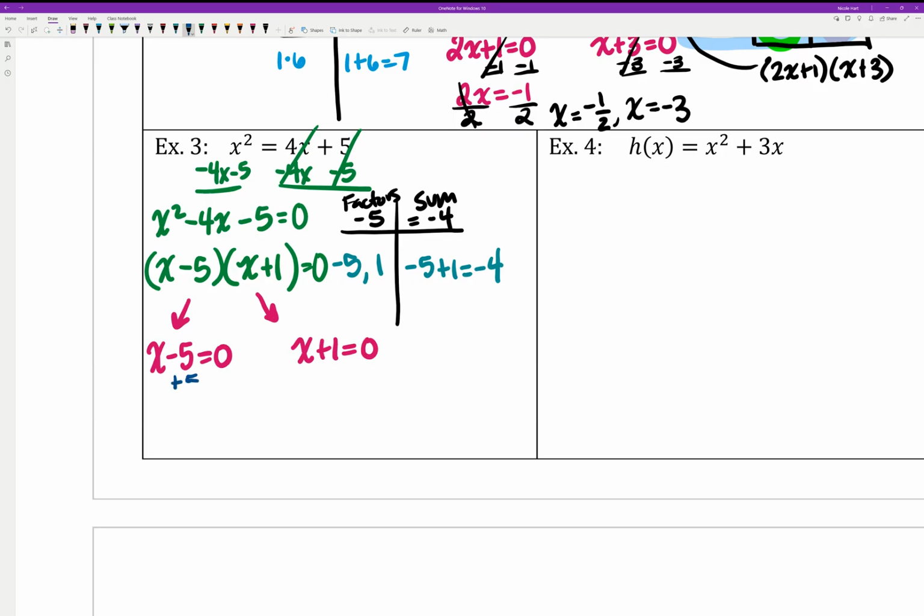So we are going to add 5 to both sides for our equation on the left. And that gives us x is equal to a positive 5. And then on our second equation, the one on the right, we are going to subtract 1 on both sides to move it away from x. And then x is equal to negative 1. So we have x could be equal to 5 or negative 1.